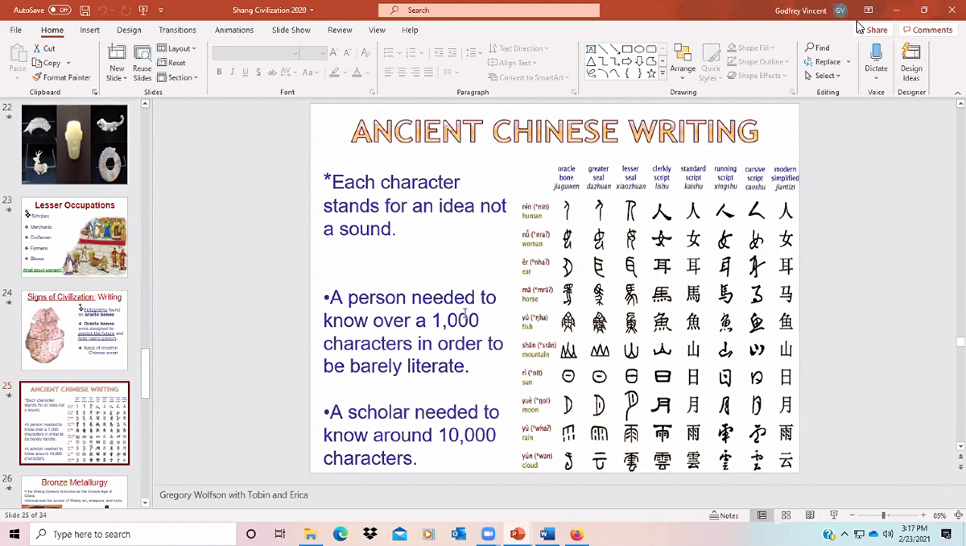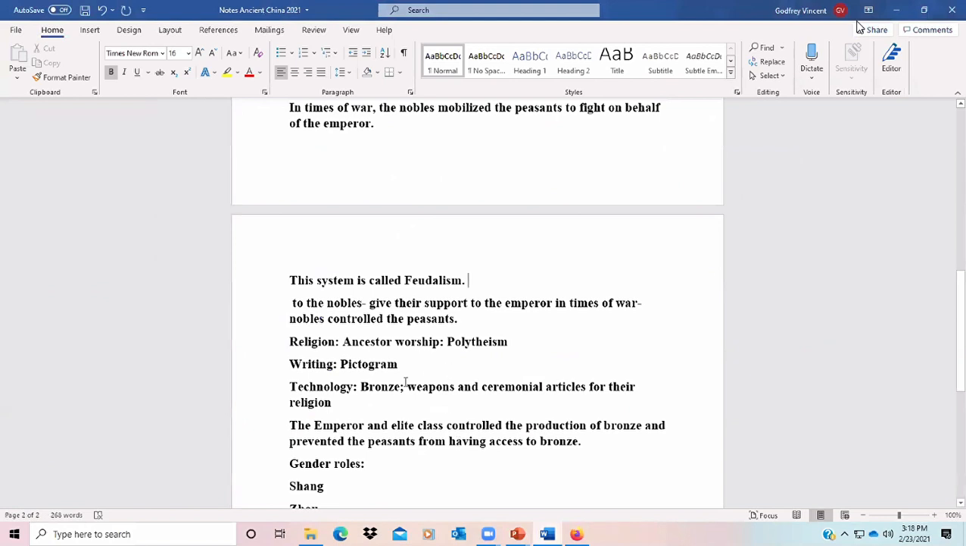Imagine this. To be literate in ancient China, you have to know 1,000 words. So if you did not know 1,000 characters, you were considered illiterate. And to be a scholar, you have to know 10 times the amount, 10,000 characters. So here I've established writing. Pictogram, written, I can add oracle.